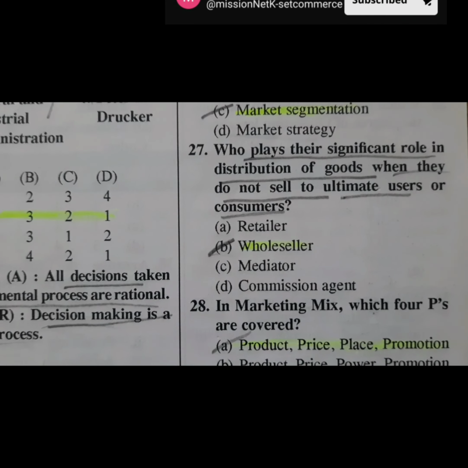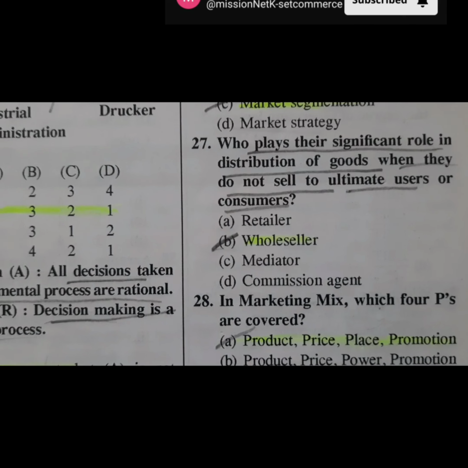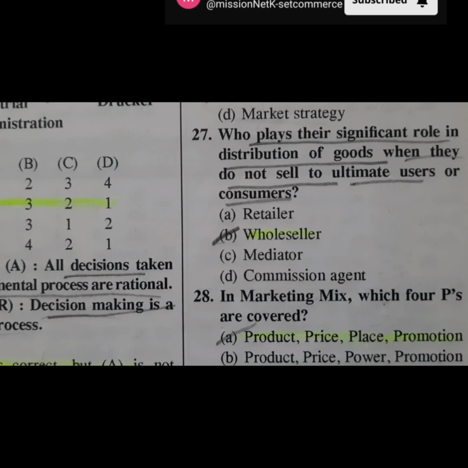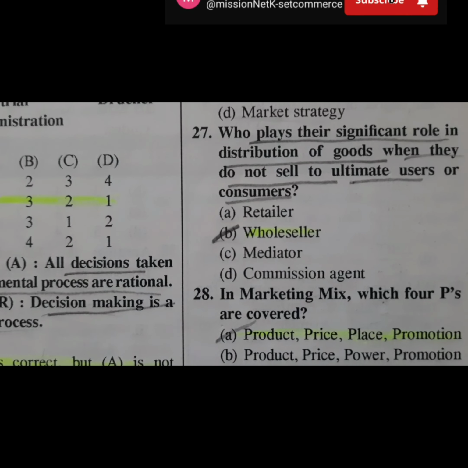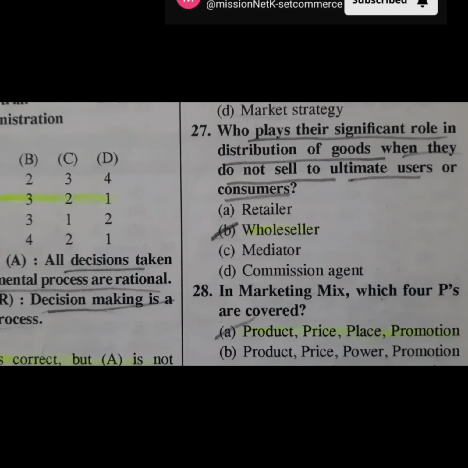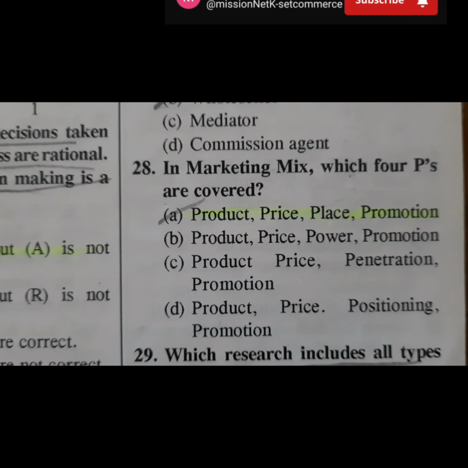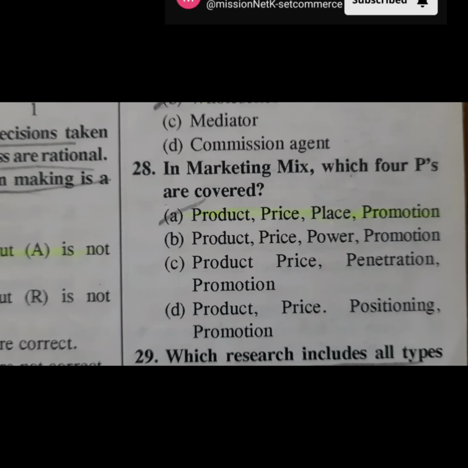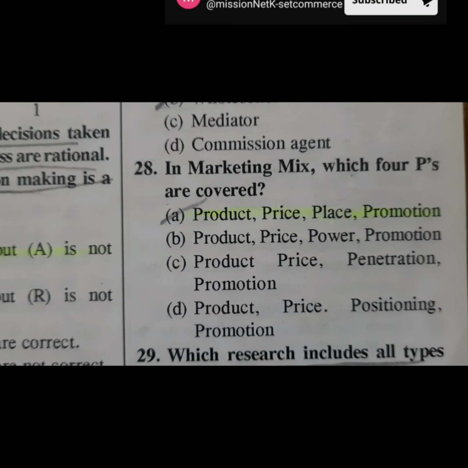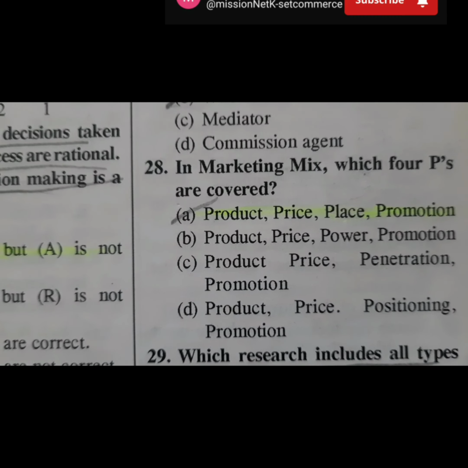The next question is, who plays a significant role in distribution of goods when they do not sell to ultimate user or consumer? The right answer is option B, wholesaler. Then the next question is, in marketing mix, which 4 P's are covered? The right answer is option A, product, price, place, promotion. 4 P's are given by McCarthy.